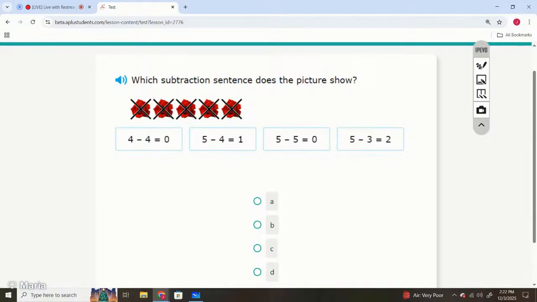So that is subtracting a number from itself always makes a 0. So that is option number C. 5 take away 5 is 0.